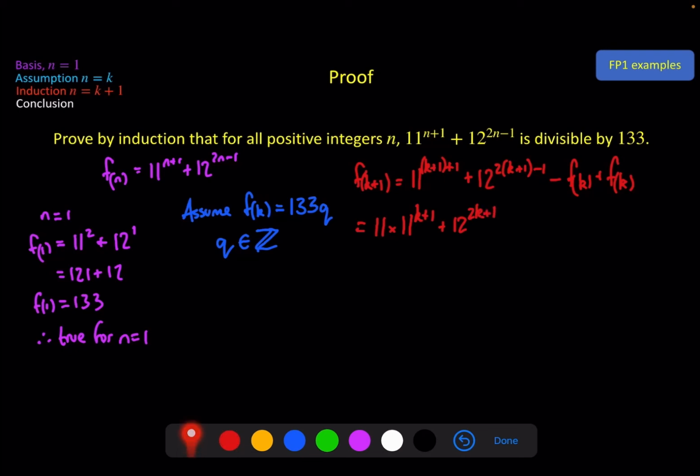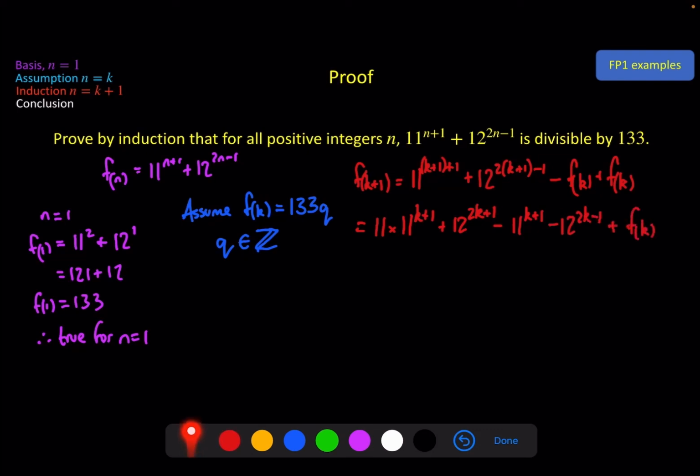And I'm going to do something similar here. Because there's a 2n minus 1 here, I think it will be useful to have a 2k minus 1 here. So to get a minus 1 where there's a plus 1, I'm going to take 12 squared in front as a slightly separate part to that term. I'll do that in a second. I'll finish off this line. So we've got minus f of k, so minus 11 to the k plus 1, minus 12 to the 2k minus 1 plus f of k.